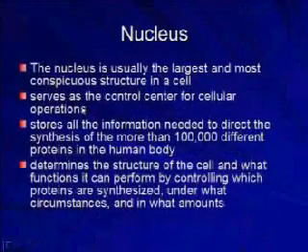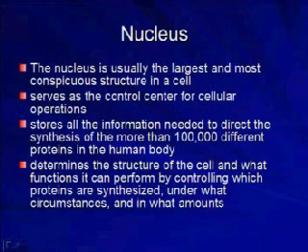The nucleus is usually the largest, most conspicuous structure in a cell and serves as the control center of cellular operations. It stores all the information needed to direct synthesis of more than 100,000 different proteins in the human body. It determines the structure of the cell and what function it will be performing by controlling which proteins are synthesized, under what circumstances, and in what amount.